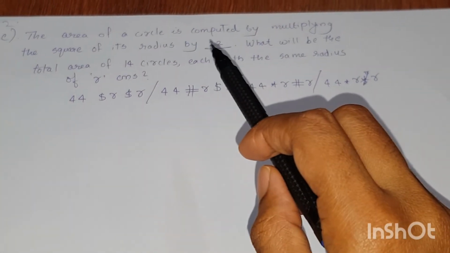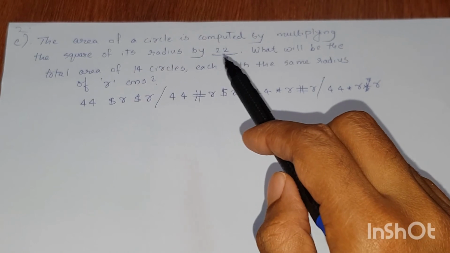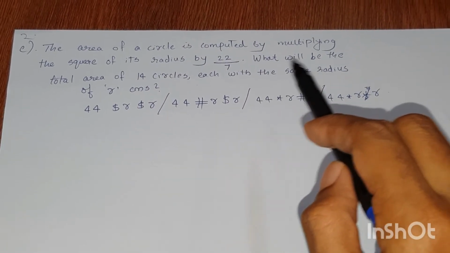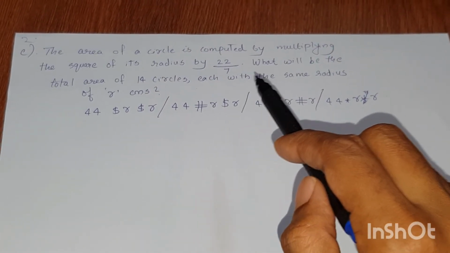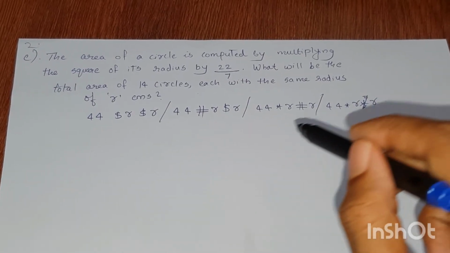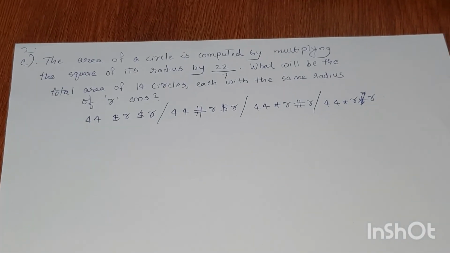Fifth one, the area of a circle is computed by multiplying the square of its radius by 22 by 7. What will be the total area of 14 circles, each with the same radius of r centimeters? And these 4 are the options.